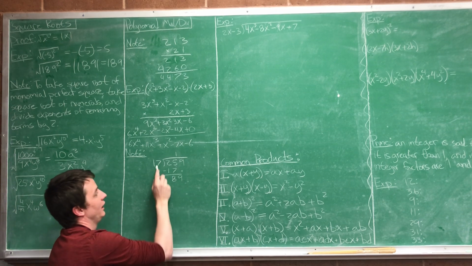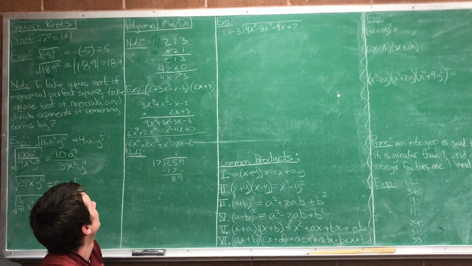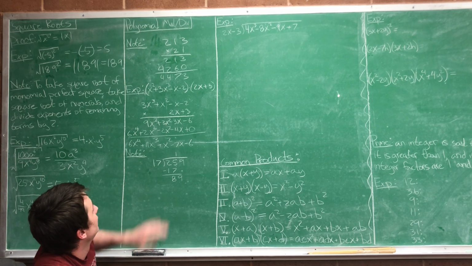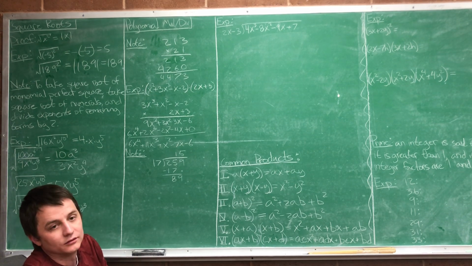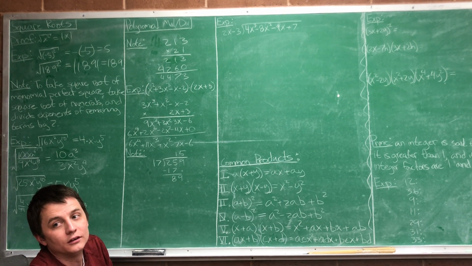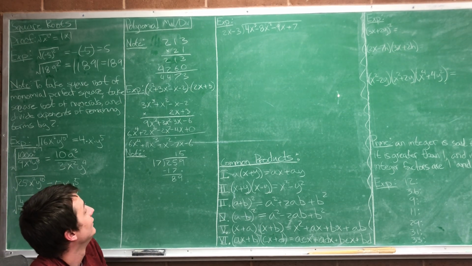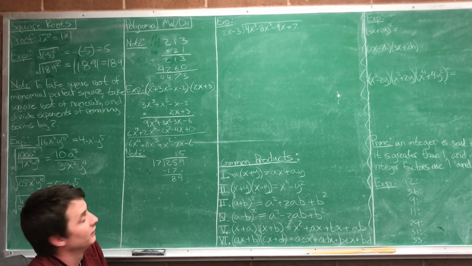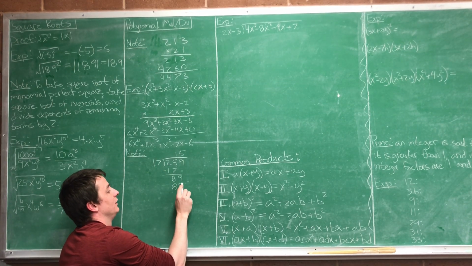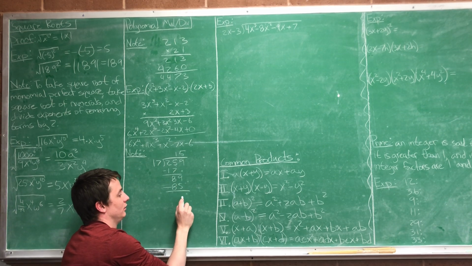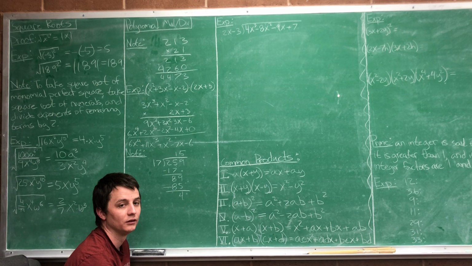Bring down the 9. How many times does 17 go into 89? Is it 4 or 5? I think it might be 5. What's 5 times 17? 85. That's right. Okay. So 85. Subtract, what do you get? 4. Now what? Remainders. Or just keep going with decimals.